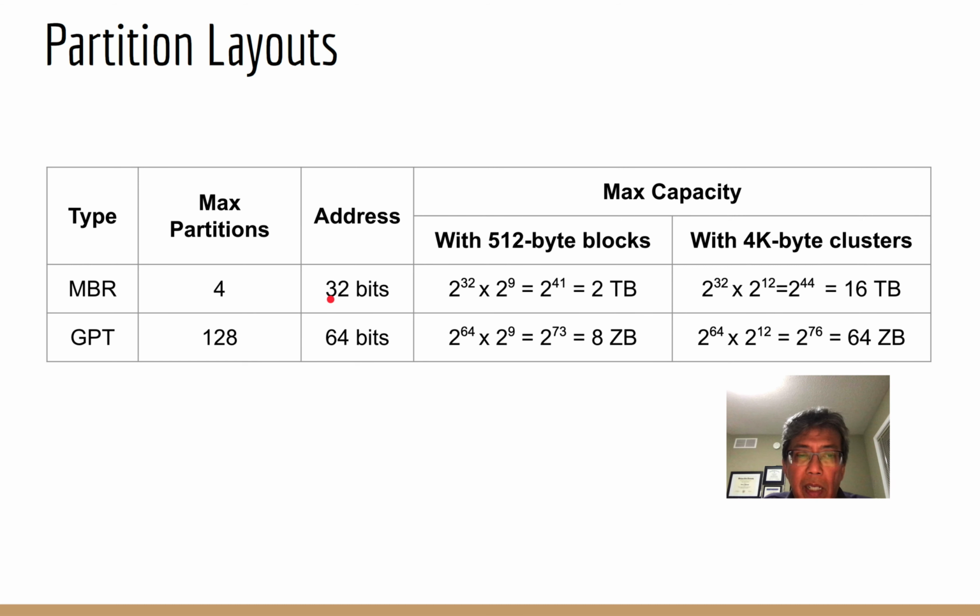So that means the disk can have as many as 2 to the power of 32 blocks. But now the size of each block, or in this case, each cluster, is 4K, and 4K is equal to 2 to the power of 12. If you multiply the two numbers together, you'll get 2 to the power of 44, which is equal to 16 terabytes. And again, for the GPT drive, you can do the math and it will give you 64 zettabytes.